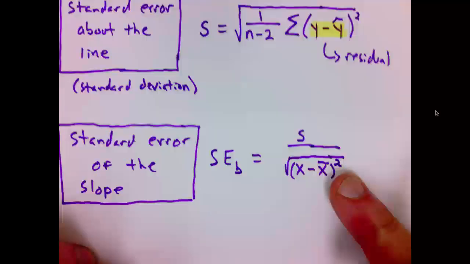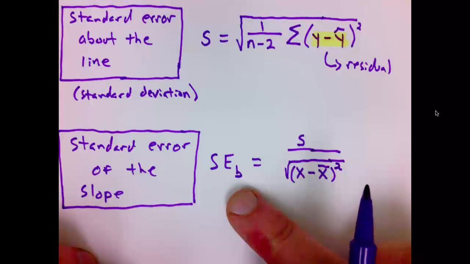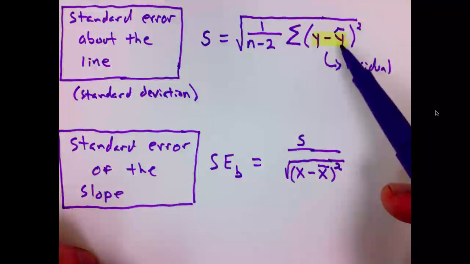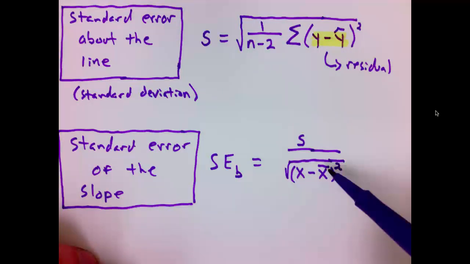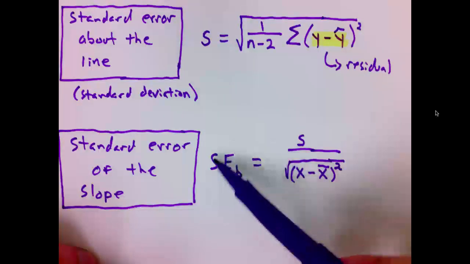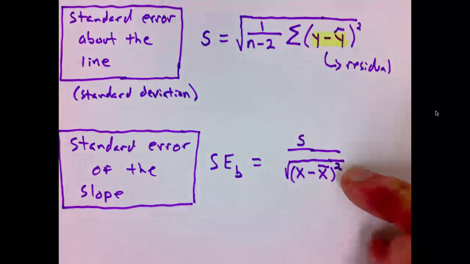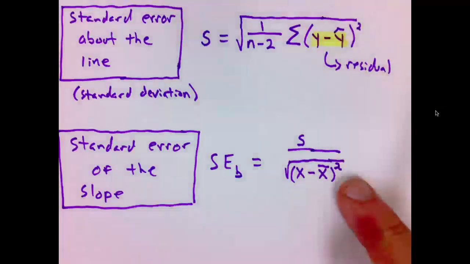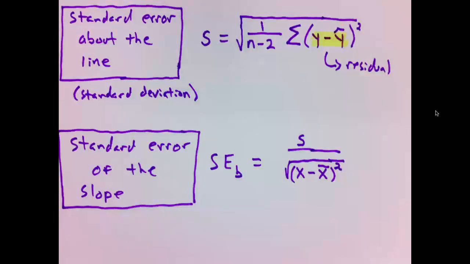Alright, so now you can see that this truly is a slope calculation. What is slope? Slope is change in y divided by change in x. Well, this s here is strictly a function of the y values. So essentially here we're talking about y divided by x. So you can see how this standard error of the slope is analogous to a slope calculation. These two formulas, you need to get a feel for what they look like, but you're not going to have to calculate these values by hand. The calculator will assist you with that.